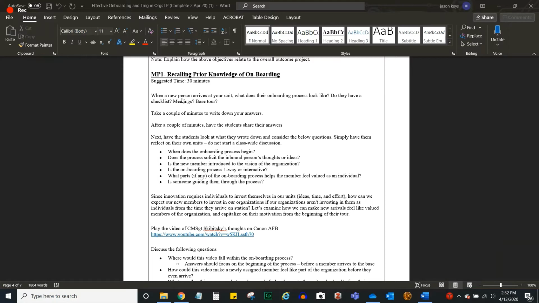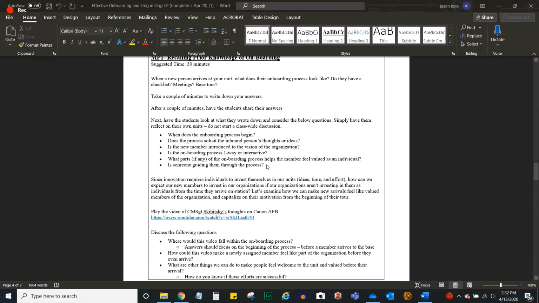So after they write down some items, just throw it out to the class. Hey, why don't you guys share your answers? And have a few students just kind of share what they wrote down. And after that, you're going to have the students look at what they wrote down and consider these questions that we're going to ask. You just want them to reflect. So don't start a whole class-wide discussion on this.